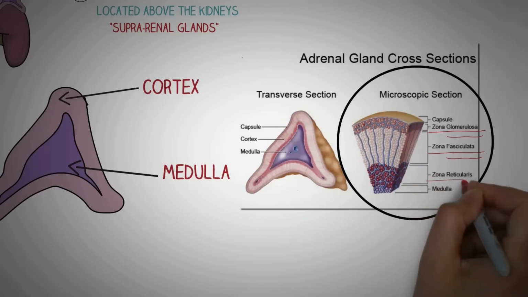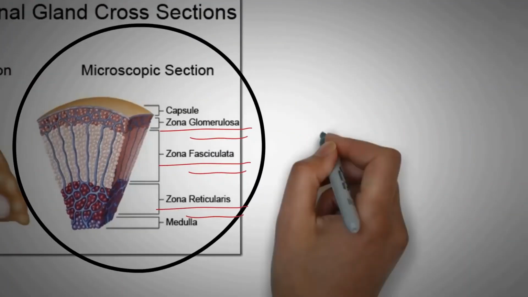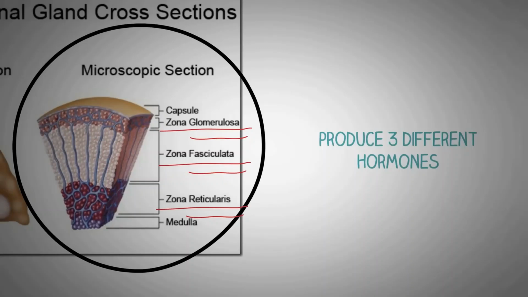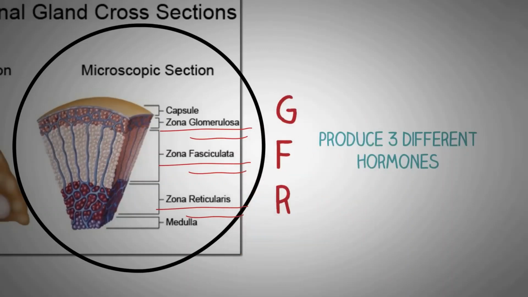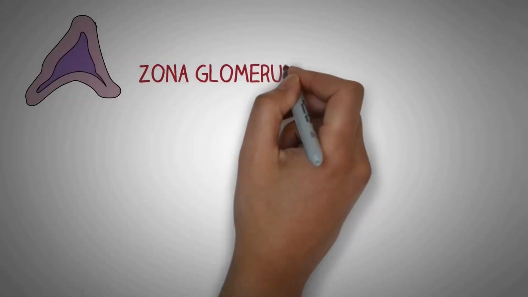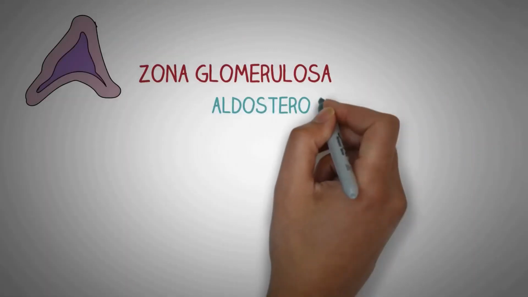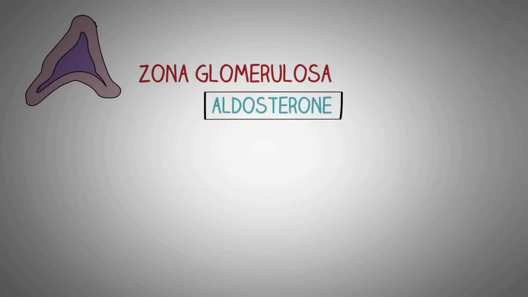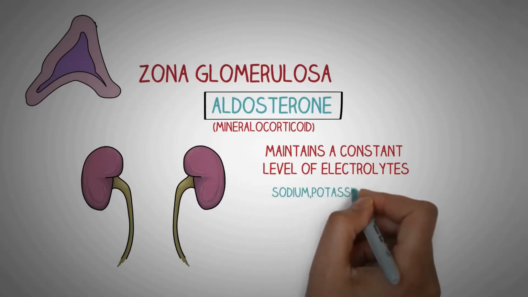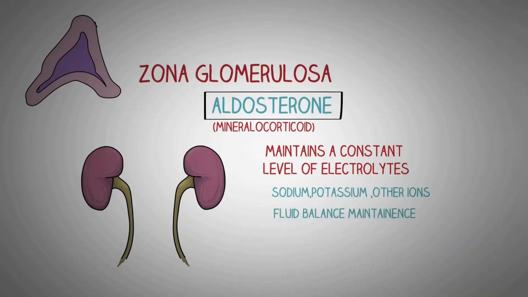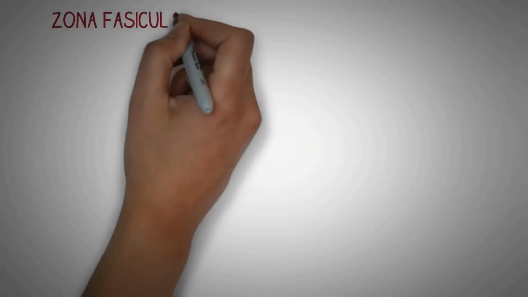The adrenal cortex has three layers or zones, which are the zona glomerulosa, which is the outermost layer, the zona fasciculata, which is in the middle, and then on the inner side, the zona reticularis. These layers secrete different hormones, and these can be remembered by a simple mnemonic, the GFR, which stands for these layers. On the outermost layer, the zona glomerulosa produces the hormone aldosterone, which is a mineralocorticoid. Aldosterone mainly acts on the kidney to maintain a constant level of sodium, potassium, and other ions, as well as fluid balance of the body.